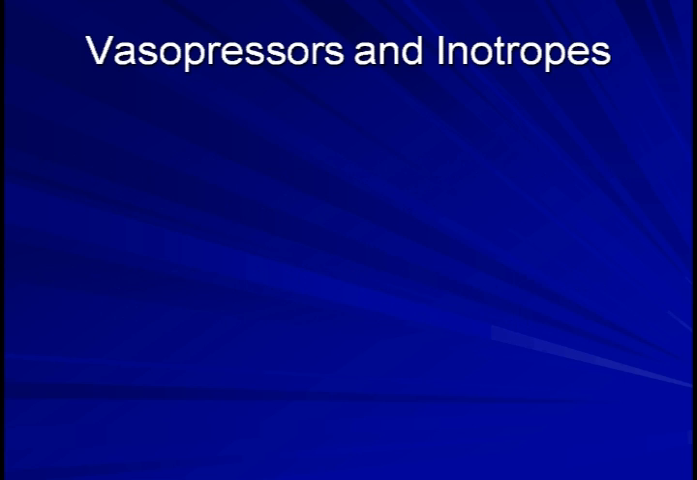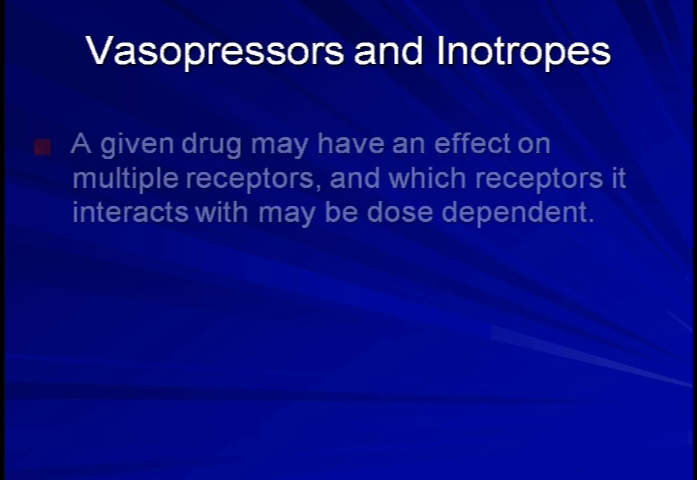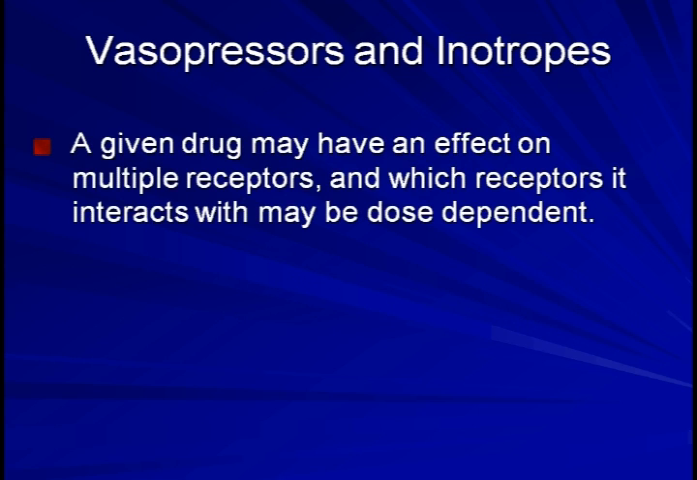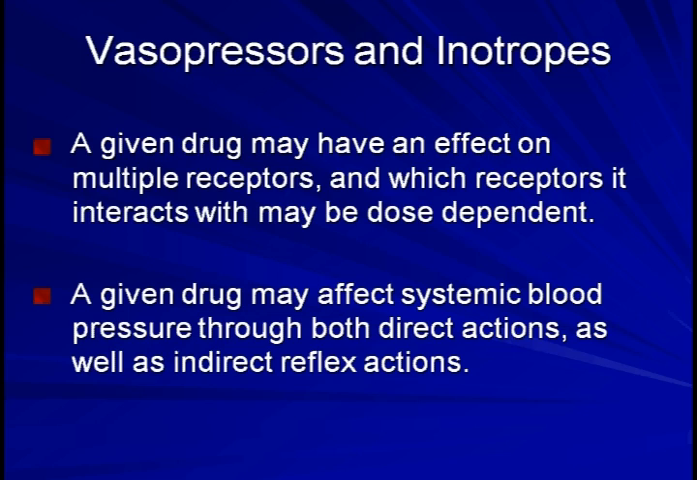Use of vasopressors and inotropes is very complicated, and this lecture will provide only the basics of this complexity. The single largest reason the pharmacology and use of these drugs is so complicated is because a given drug may have an effect on multiple different receptor types, and the receptors on which it acts may be dose dependent. In addition, any given drug may affect systemic blood pressure through both its direct actions as well as its indirect reflex actions.